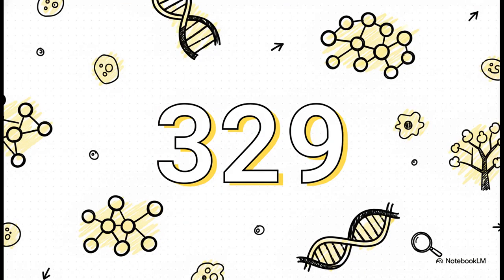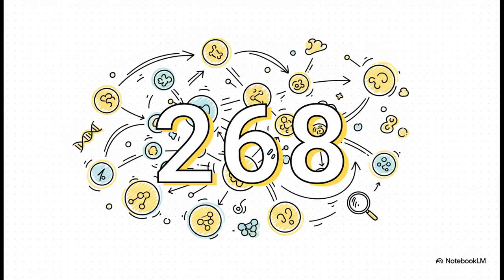And the results start rolling in. For AL leukemia, the analysis flags 329 distinct genes that are working way too hard. This is our first list of suspects. And for AML leukemia, it finds a totally separate list of 268 overactive genes. So now we have two different lists of suspects. But here's the thing, a list of names isn't a story. We still need to find the pattern.